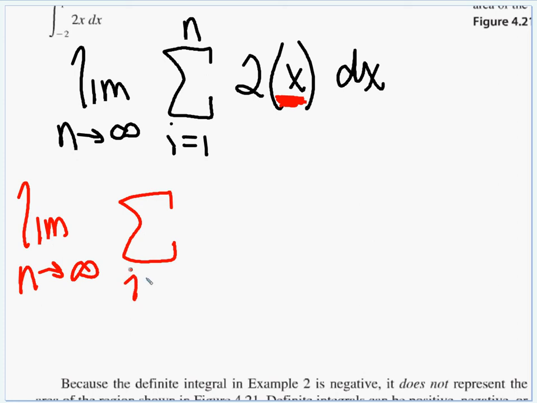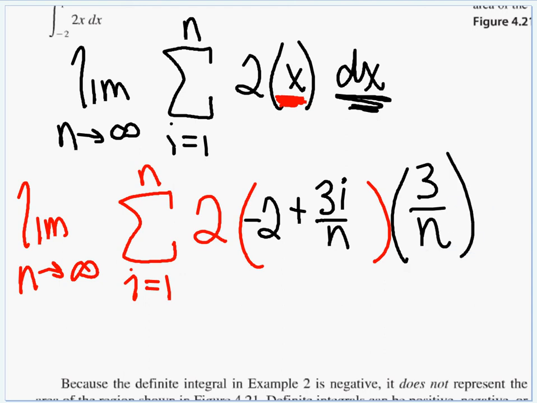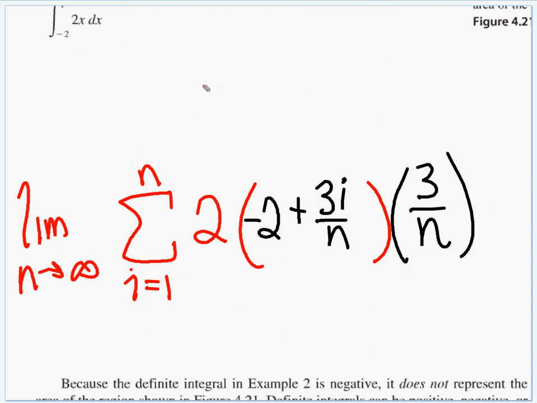We have our summation from i is 1 to n, 2 times x, but now x is out, and we're going to replace that with the -2 plus 3i over n. And then the dx is replaced with the 3 over n. And there we go.